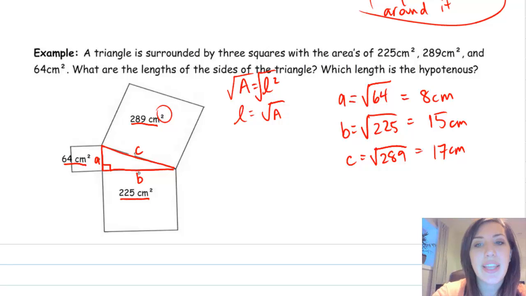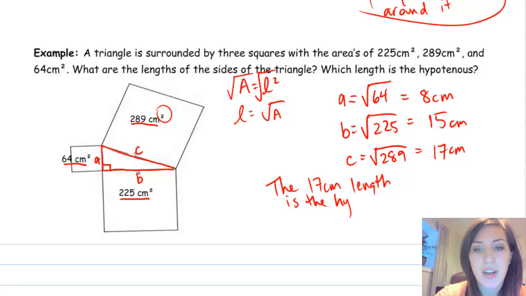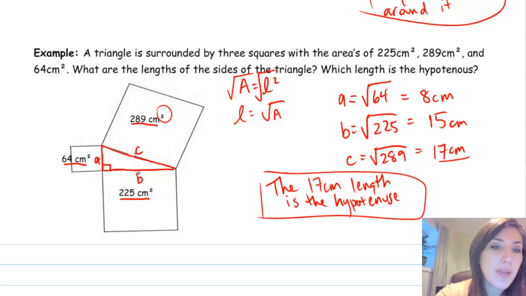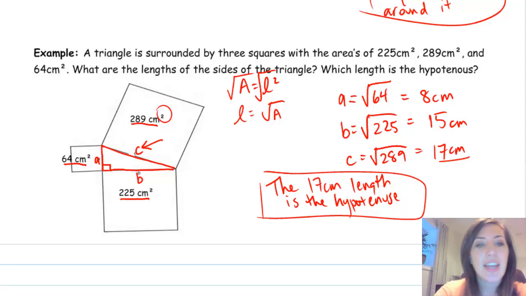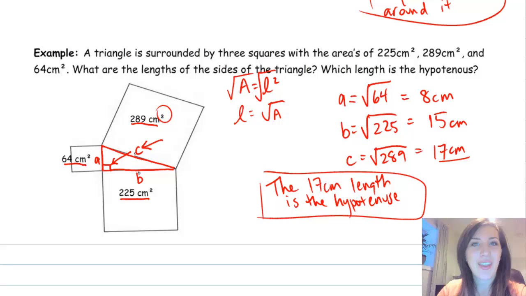Now it says which length is the hypotenuse. The 17 centimeter length is the hypotenuse. And we know this, one, because it's the longest length, and two, because it is the length of c, the longest side that is opposite from the right angle here.